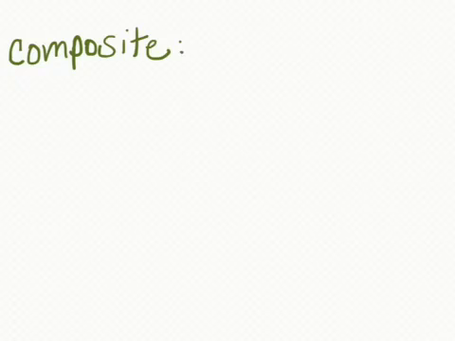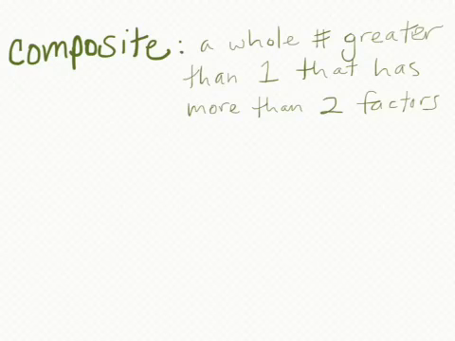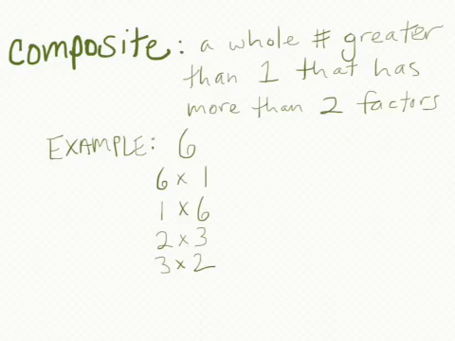Whereas a composite number is a whole number greater than 1 that has more than 2 factors. In other words, it can be built with factors in a different way besides itself times 1 or 1 times itself. If 6, as an example, were prime, then its only ways of building it with factors would be 6 times 1 or 1 times 6. But we know that we can build 6 another way using the factors 2 and 3. Therefore, all the factors of 6 would be 1, 2, 3, and 6.